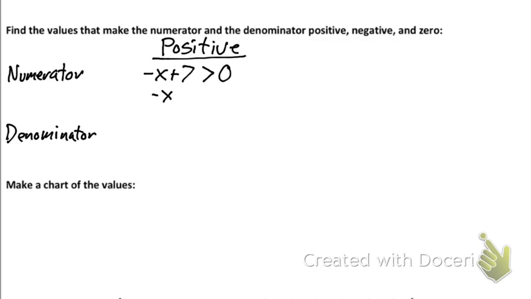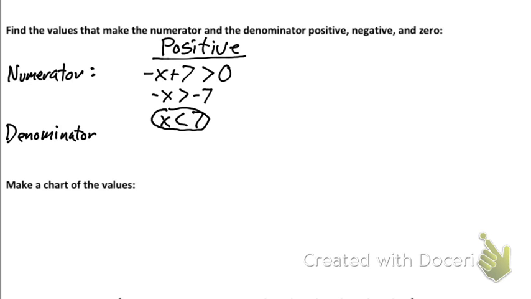So we have negative x is greater than negative 7. Dividing by negative 1 means I flip the sign. It is positive wherever x is less than 7. I'm sorry, less than. I said to flip the sign, but I never flipped it. I said it, I just didn't do it. All right, so that's where my numerator is positive.